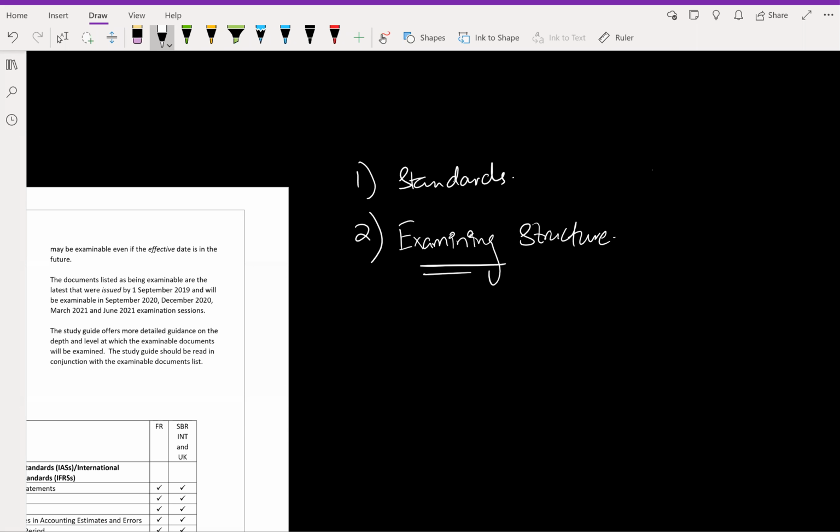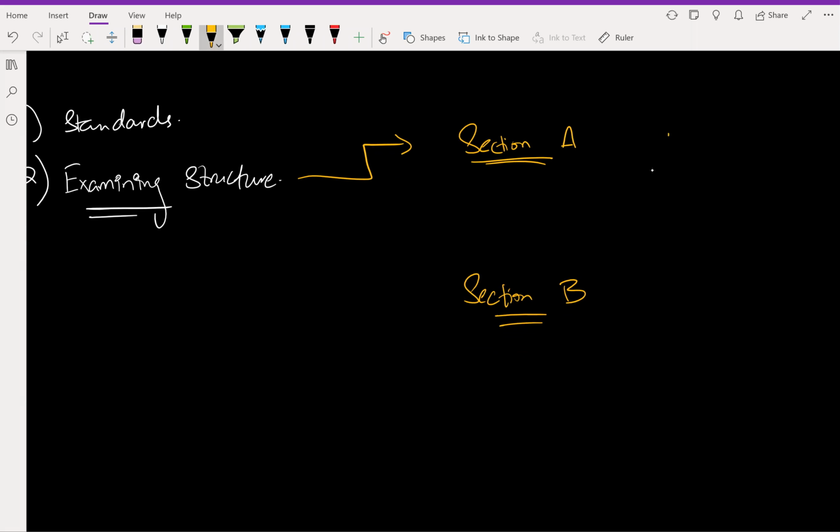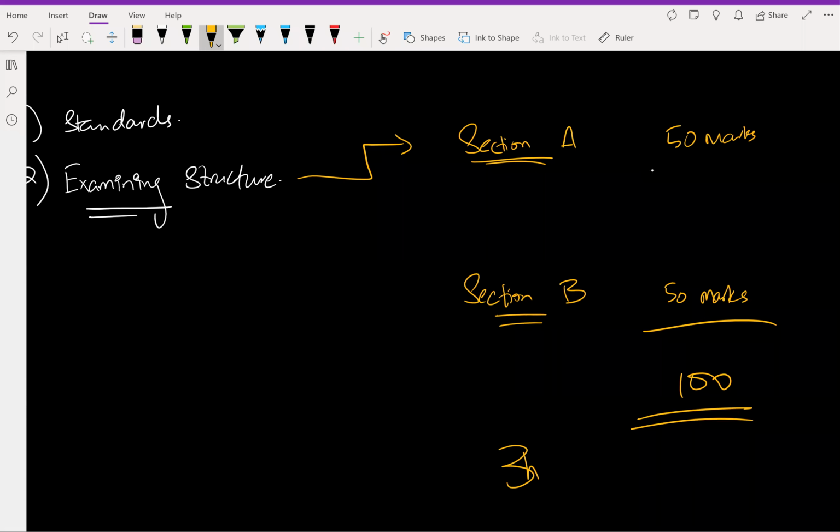Now, if we look at the examining structure first, before moving on to the list of standards, which I'll show you, you have two sections. You have section A and section B. Section A is for 50 marks, and section B is also for 50 marks. So that's 100 total. You know that the paper is for 3 hours and 15 minutes.